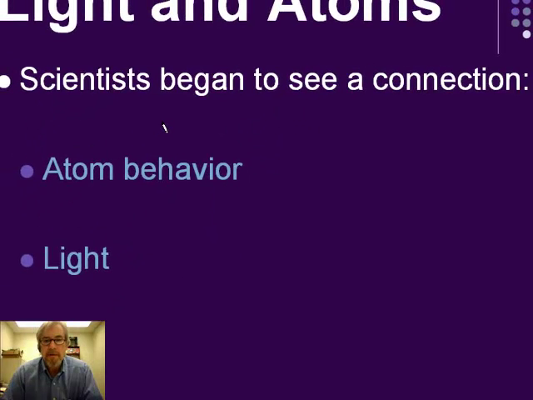As scientists began asking themselves the question, where are the electrons in the atom, they started to notice that there was a connection between how light behaved and how atoms appeared to behave. And they started to look for explanations for that connection. To understand what the atoms are doing with light, or how light interacts with atoms, we have to first learn a little bit about what light is.